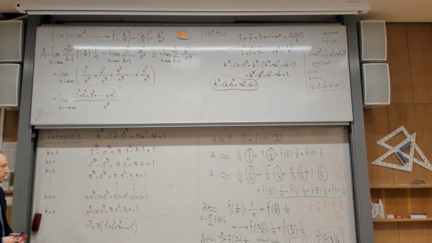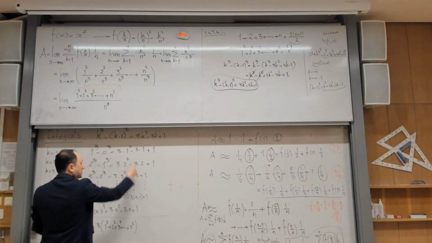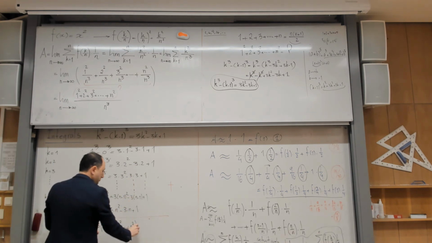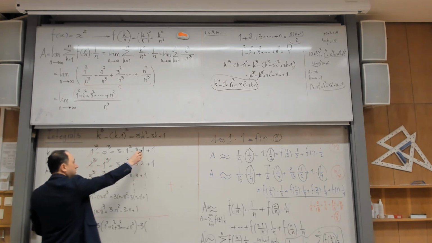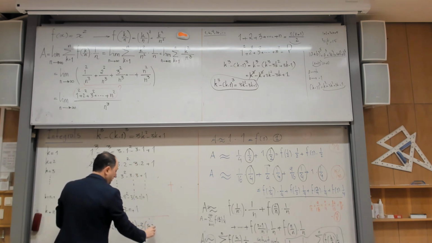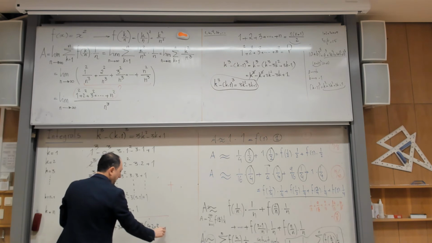Yes? And then I will have the middle terms. I have minus 3, minus 3, minus 3, minus 3, minus 3. I can factor a minus 3 out. From the first term, positive 1 is left. From the second term, positive 2 is left. From the third term, positive 3. And then the last term, positive n.